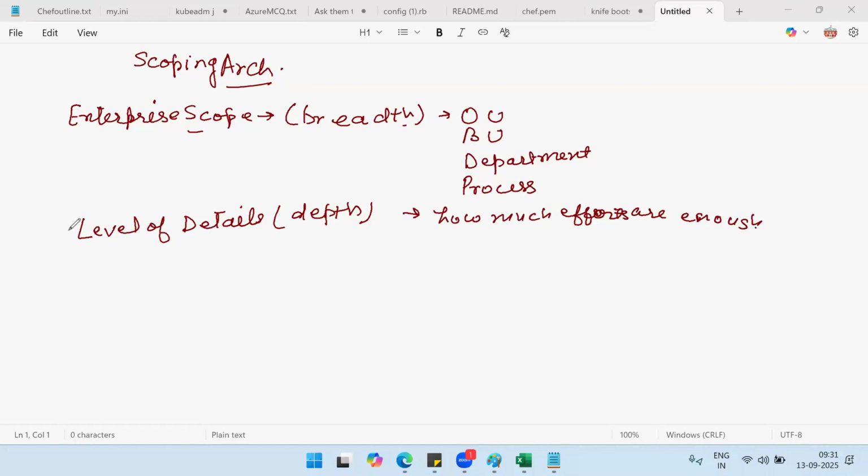Third one is the one which we have discussed, architecture domains: data, business, application, and technology. That also comes under the scope. Next one is the time period, or the deadline. This is called the planning horizon.